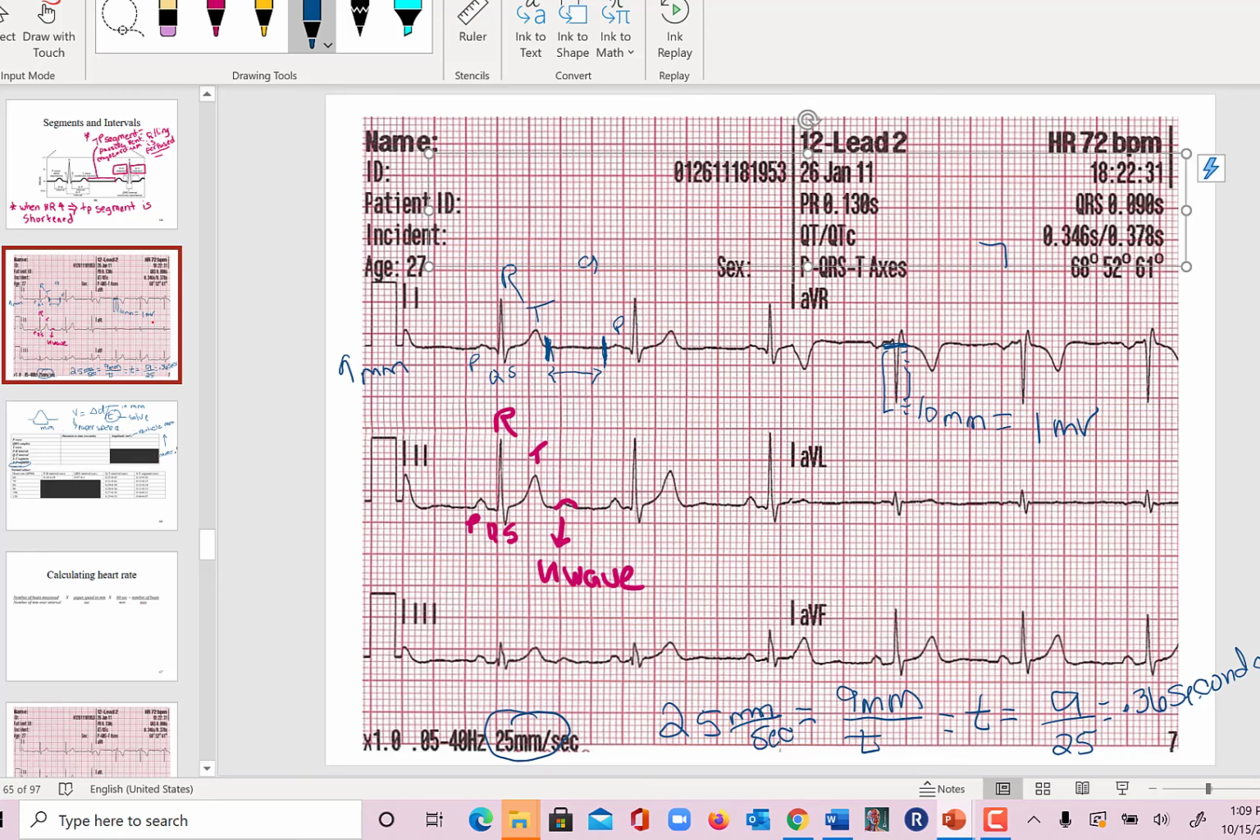Every box in vertical distance is 5 millimeters. That would be 0.5 millivolts. 2 boxes would be 1 millivolt. This is actually in your lab manual, and you can read about this as well.